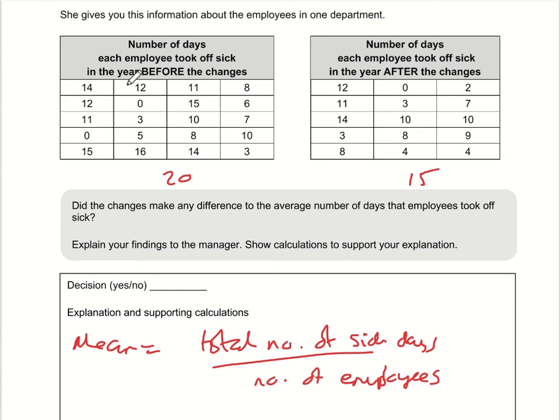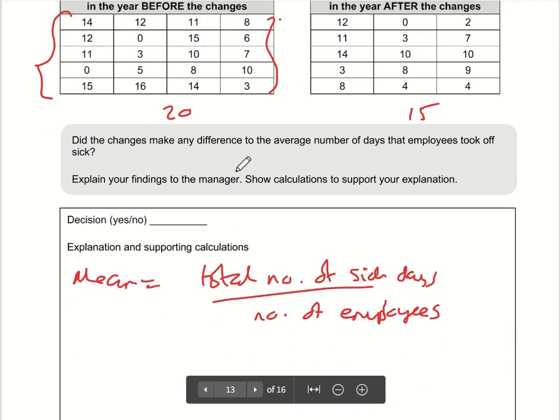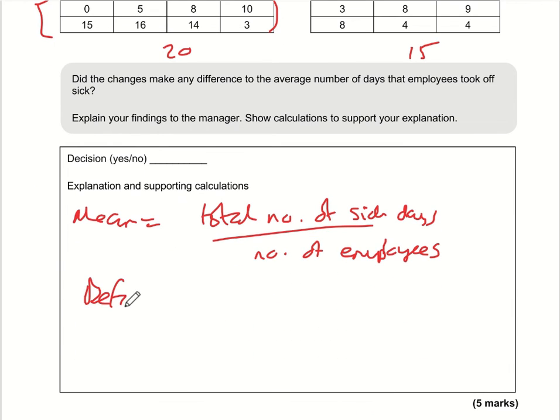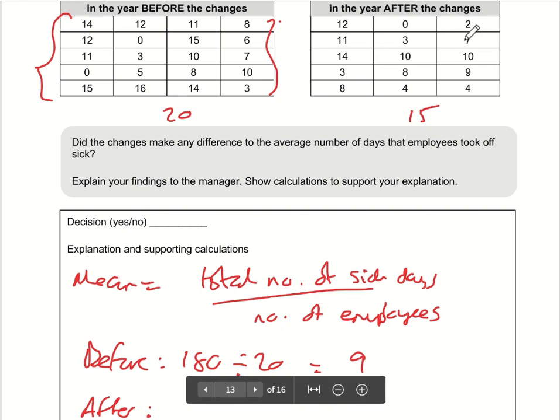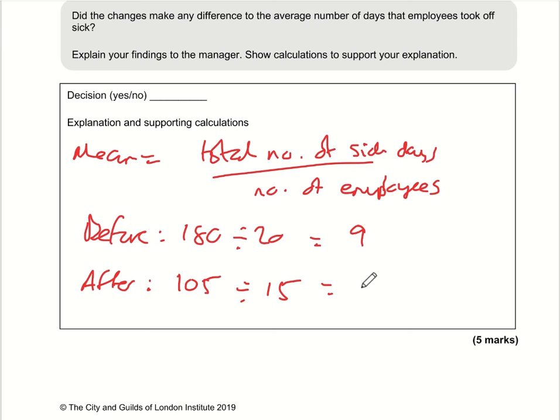So what we literally have to do is add all of these values together. You might want to just do a total per row and then add up the rows, or if you're adding all of them in one big hit, I'll probably do it twice to make sure you get the same answer. But if you add all of those values up, you should get 180. So before the changes, let's just make a note that this is before. So it's 180 divided by the 20 employees, which is 9 sick days per person. And after, again we just need to add up all of these values here. That's 105, and 105 divided by 15 is 7.